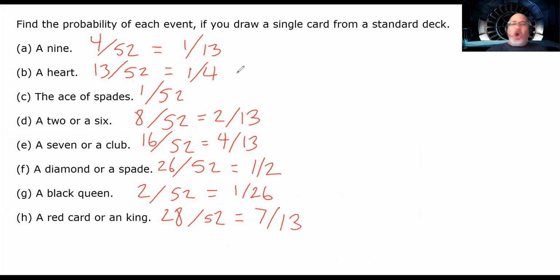So probability with cards is actually pretty straightforward. The hardest part is when something might get counted twice, like when you say a 7 or a club in example E, because there are 4 sevens and there are 13 clubs. 4 plus 13 is 17, but it wasn't 17 because when you did that, you counted the 7 of clubs twice. It was really just 16. Feel free to use the table to help keep your thoughts organized. I would.